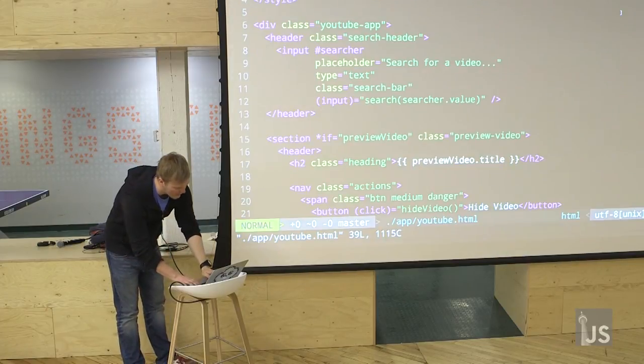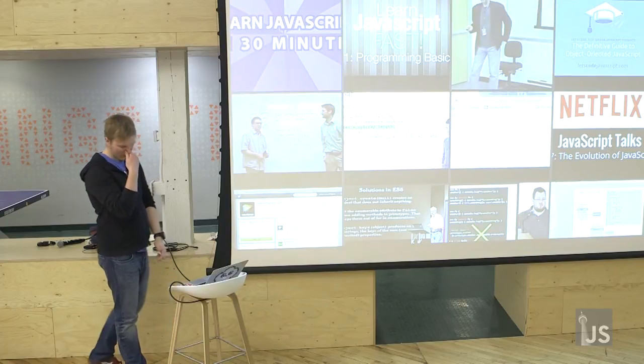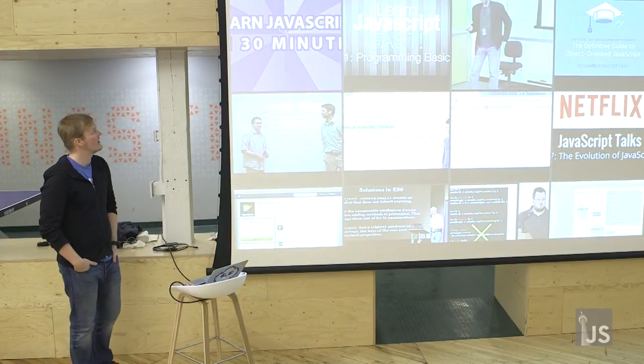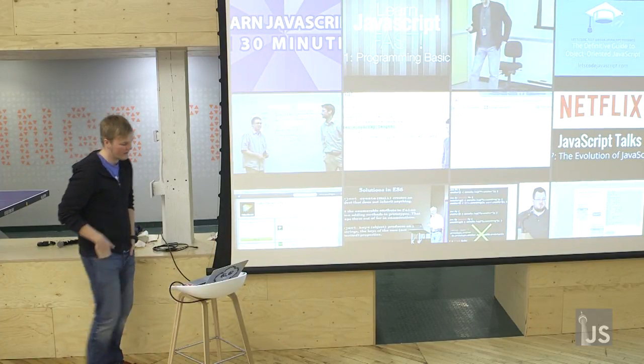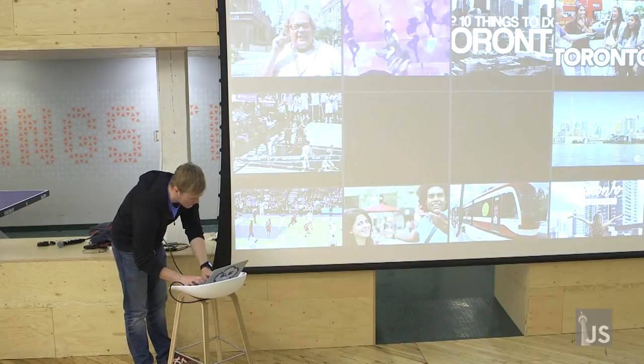So if we take a look at our code, first of all, let's take a look at the app. This is a YouTube video searcher. It's nothing spectacular. The idea here is that I can search for Toronto JavaScript.